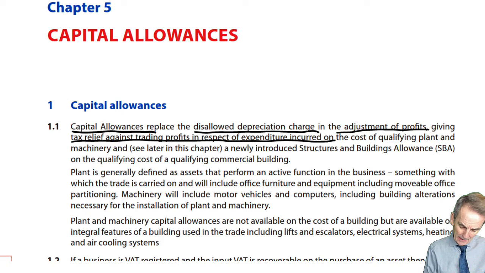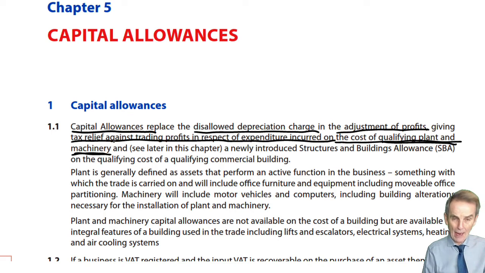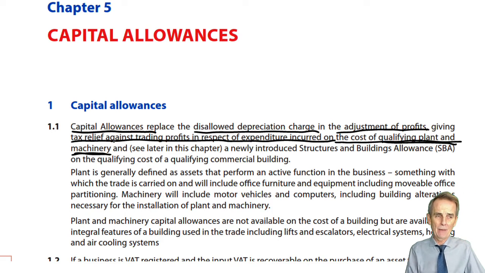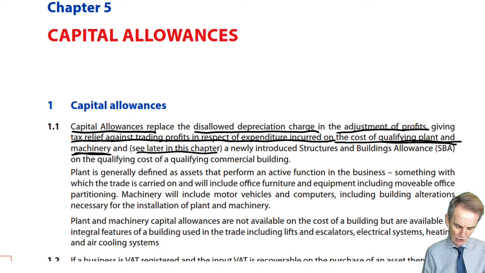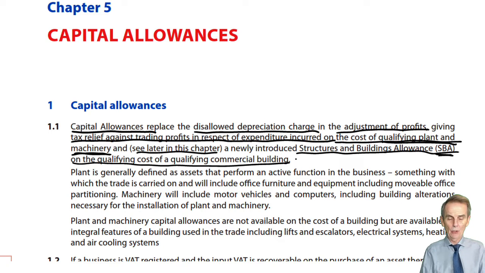And that will be available on the cost, we said, of qualifying plant and machinery. We'll talk about that in a moment, and we'll see that plant and machinery is a pretty all-consuming concept here when it comes to capital allowances. But also, which is later in this chapter, a relatively newly introduced structures and buildings allowance, or SBA as we'll then know it. And that will be available on the qualifying cost of a qualifying commercial building.